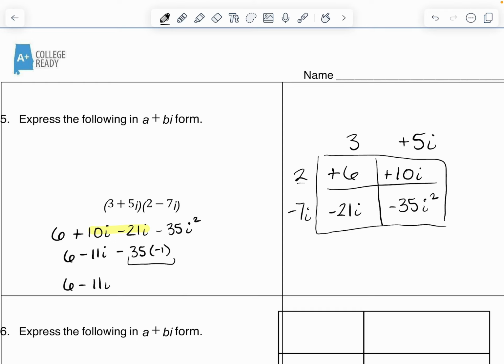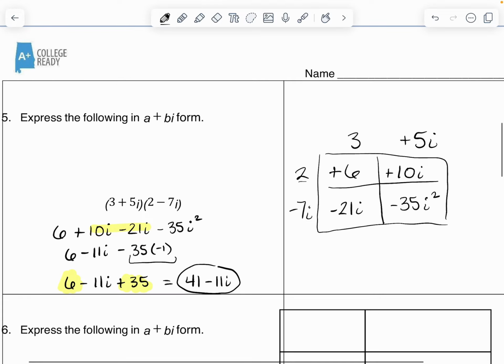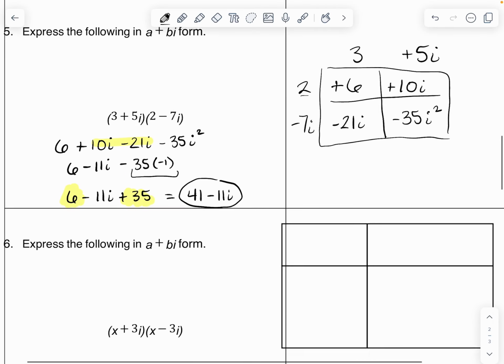So we have 6 minus 11i plus 35. And now I have another set of like terms, the positive 35 and the positive 6. You add those two together and we get 41 minus 11i. And that is the simplified version of that one for number 5.